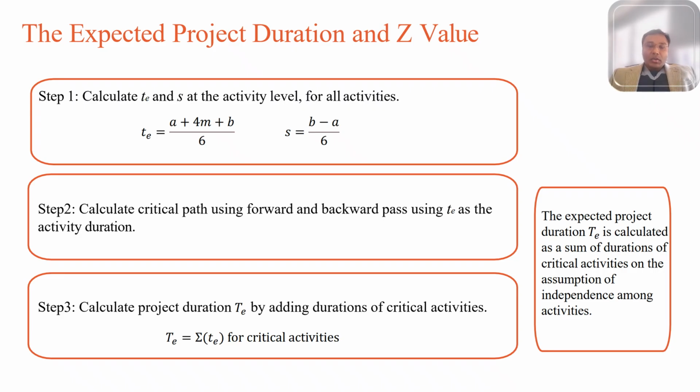So the total project duration is approximated as normal, with the sum of all expected times calculated for the critical activities. Now you sum all the expected times, small te, of the critical activities to get the expected project duration. So how do we calculate the mean for the total project?